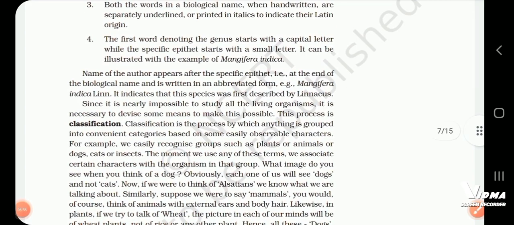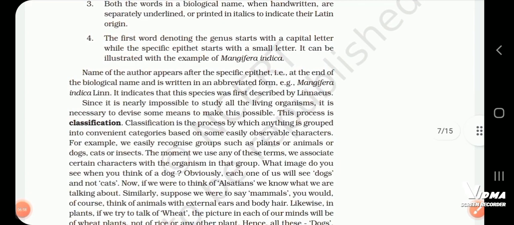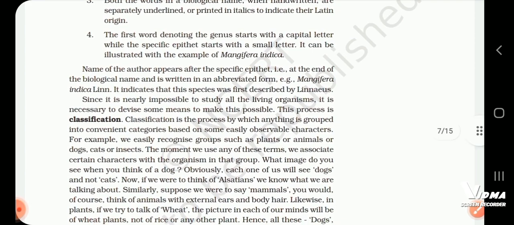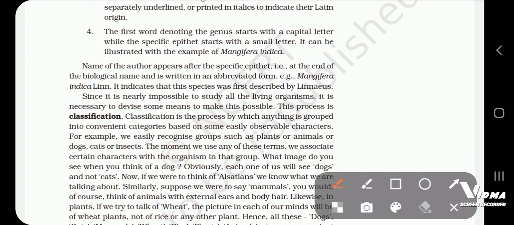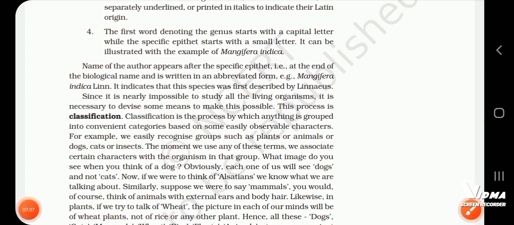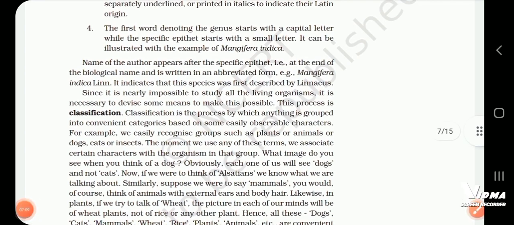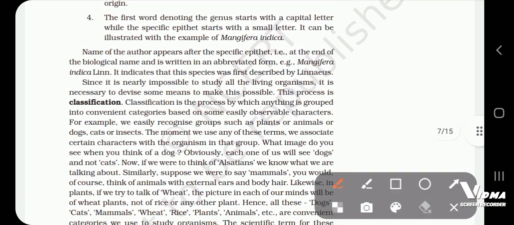The name of the author is written after the specific epithet at the end of the biological name in abbreviated form. Mangifera indica Linn. indicates that this species was first described by Linnaeus.